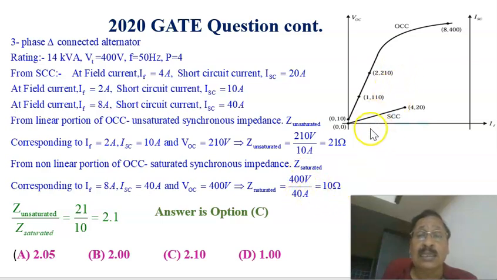Therefore, the synchronous impedance in the unsaturated region equals 21 ohms, and in the saturated region equals 10 ohms. Now the question is: what is the ratio of the synchronous impedance of the unsaturated to the saturated? Z unsaturated divided by Z saturated is 21 divided by 10, equal to 2.1. The options are A 2.05, B 2.0, C 2.1, and D 1. Therefore, the answer is option C, 2.1.